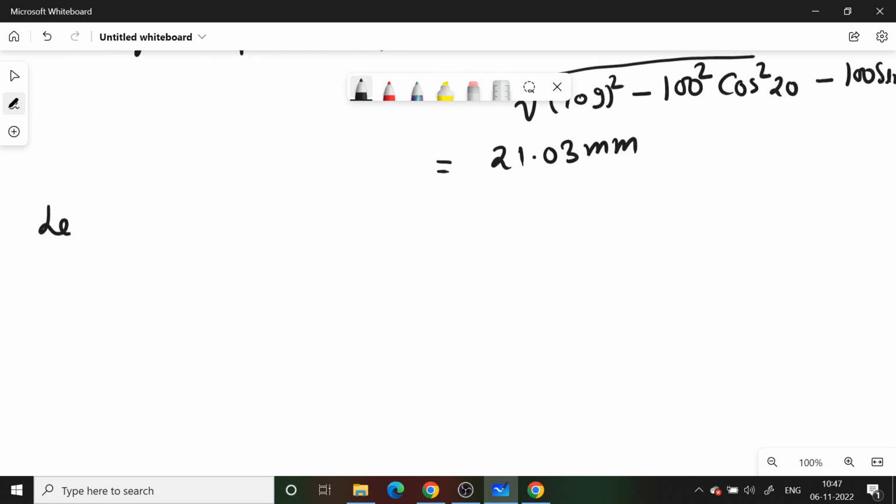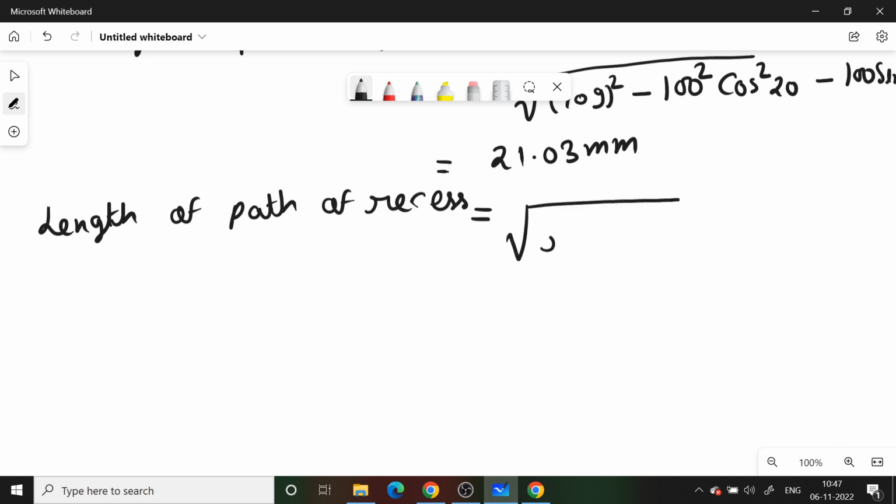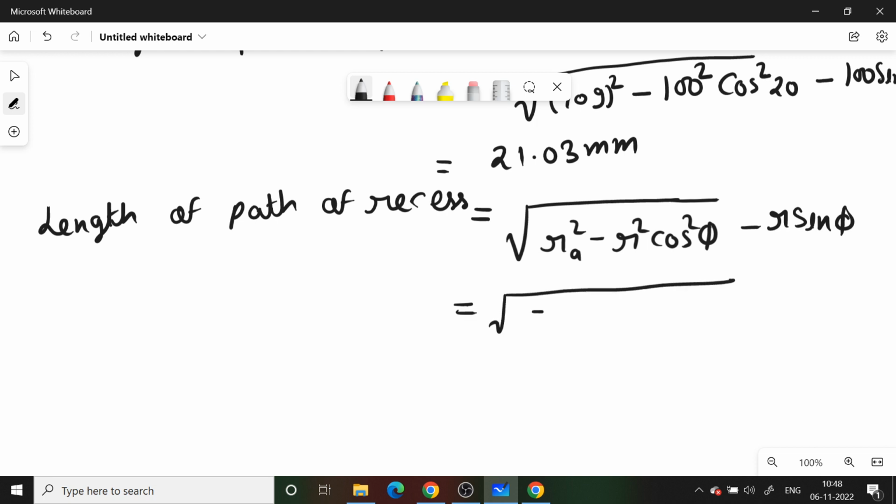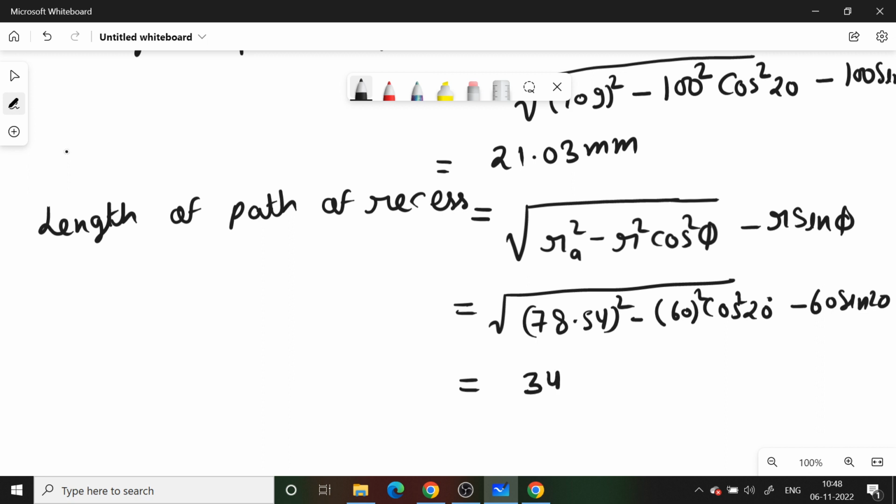Now the length of path of recess will be equal to the square root of small ra square minus small r square cos square phi, minus small r sin phi. Radius of addendum circle of the pinion is 78.54 and pitch circle radius is 60. Pressure angle is 20 degrees. It will be equal to 34.2 mm. This is the path of recess.